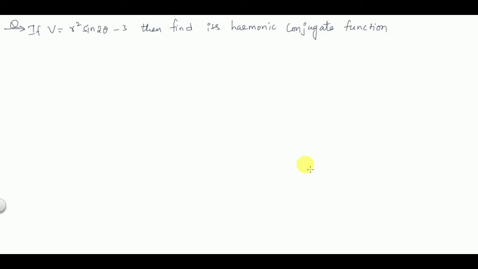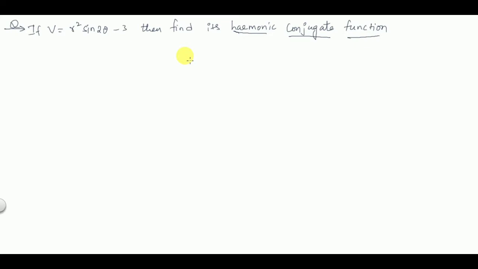So in this video we will see some GATE previous problems on the concept of harmonic conjugate function. I have explained clearly how to solve this type of problem in my previous video. If you have not seen that video, please go back to it. I'm giving the link in the description, the channel playlist link, so you can go from there and see the video on harmonic conjugate function, and then come back here to understand the problems.